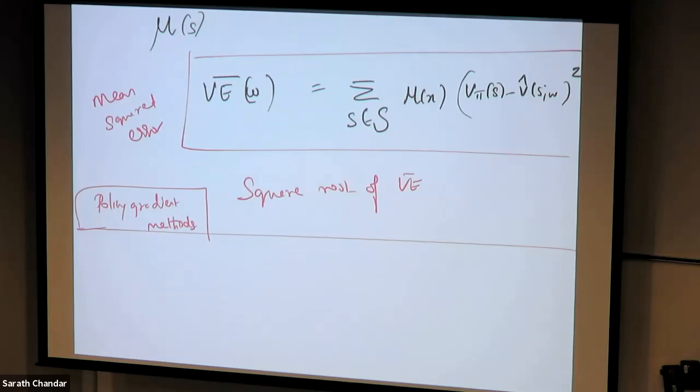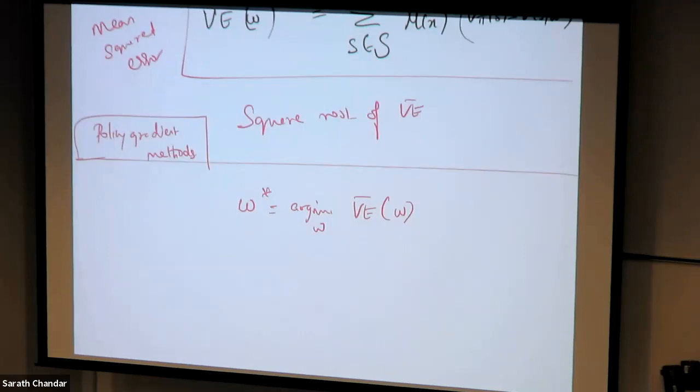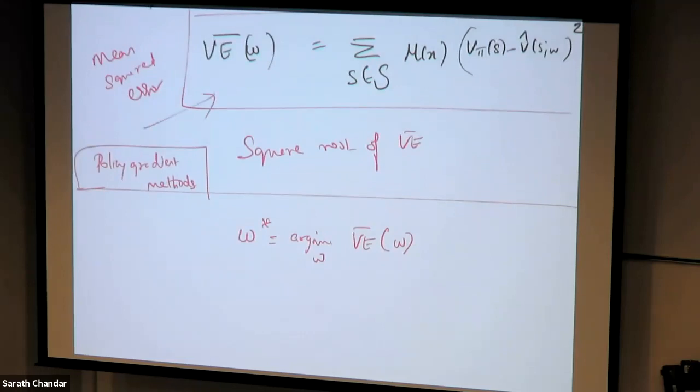Now, our goal is to find some W star which has the lowest possible VE of W, right? So it's basically the arg min over W. This W star is the global optimum for this error function, okay? When I say something is a global optimum, it just means that the error of those particular weights is always less than or equal to VE of W for all possible W.